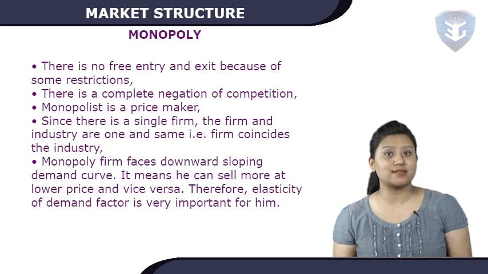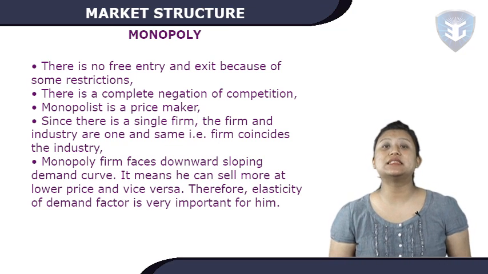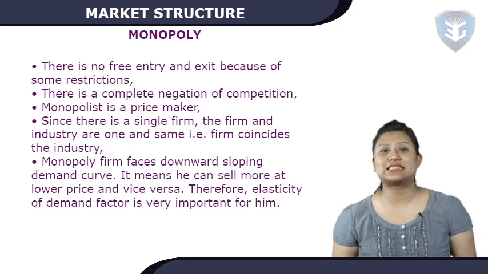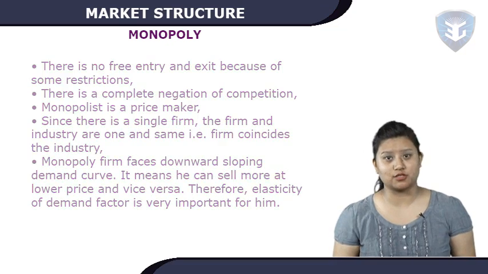Monopoly firm faces downward sloping demand curve. It means he can sell more at lower price and vice versa. Therefore, elasticity of demand factor is very important for him.